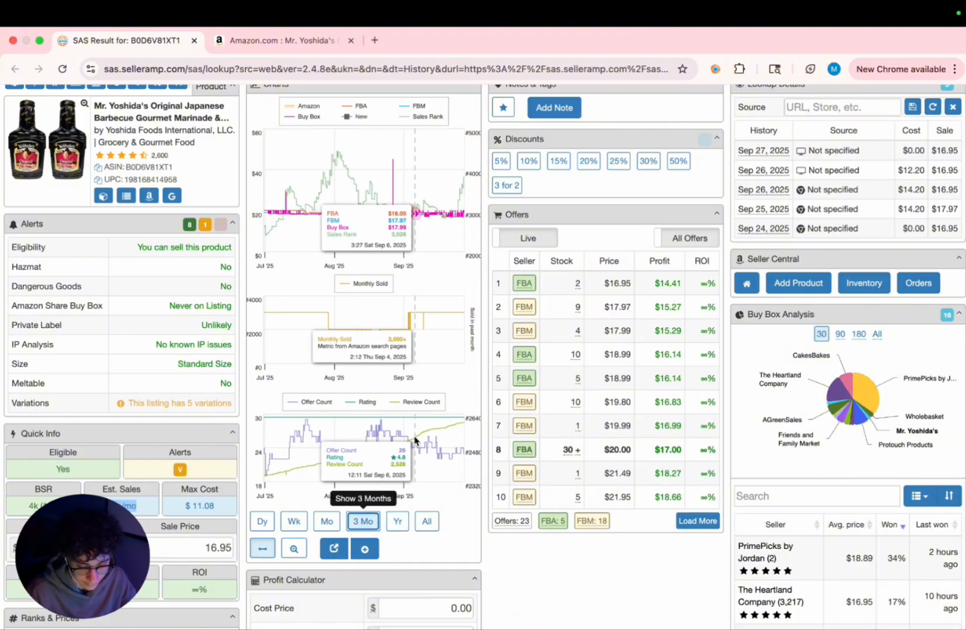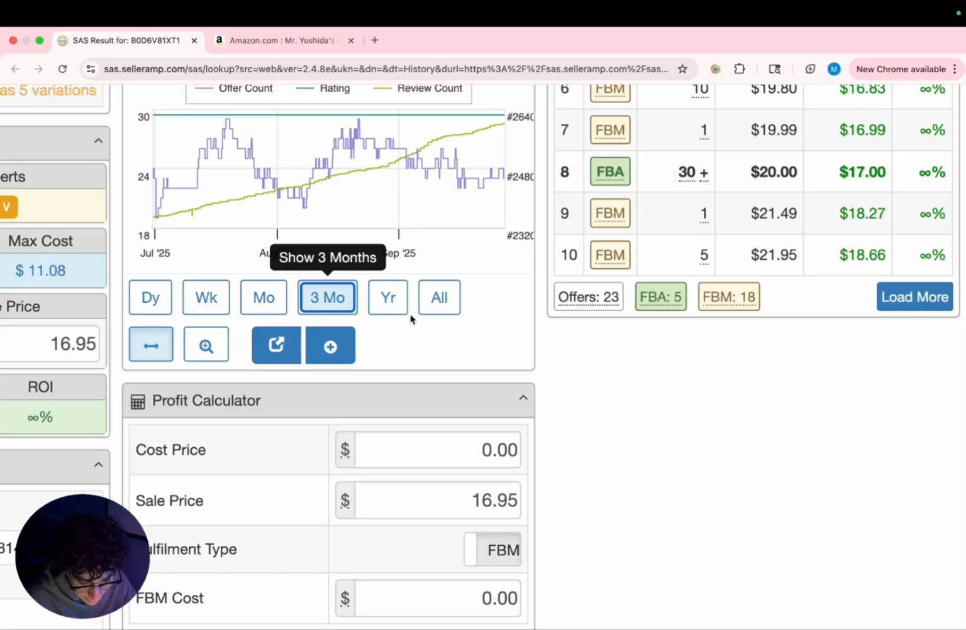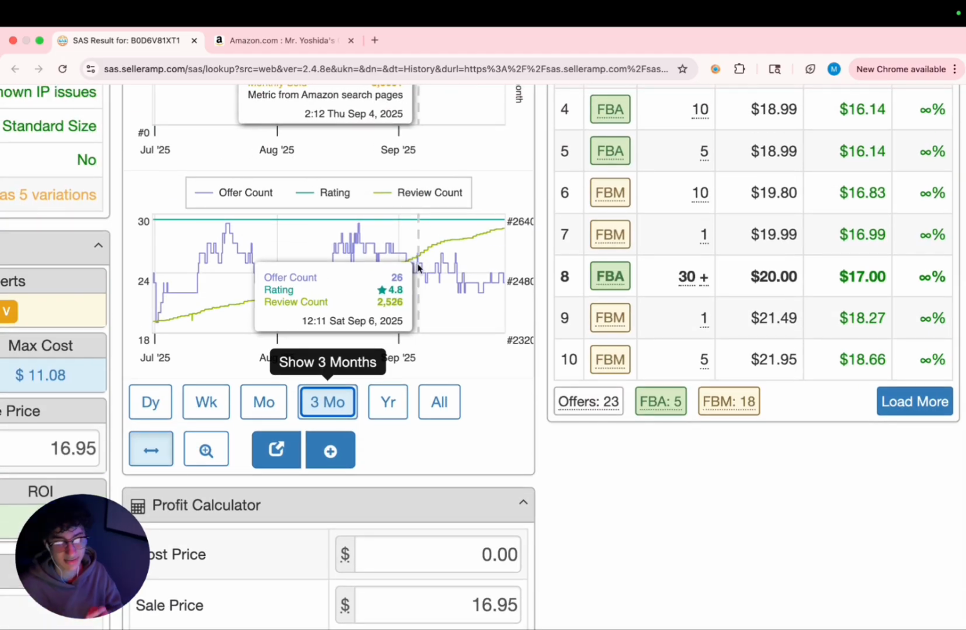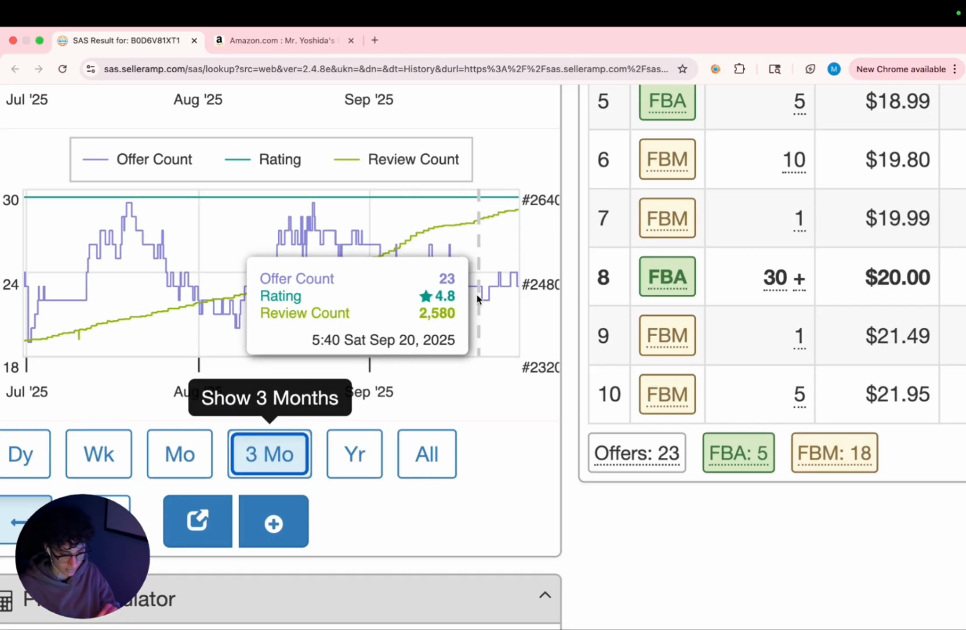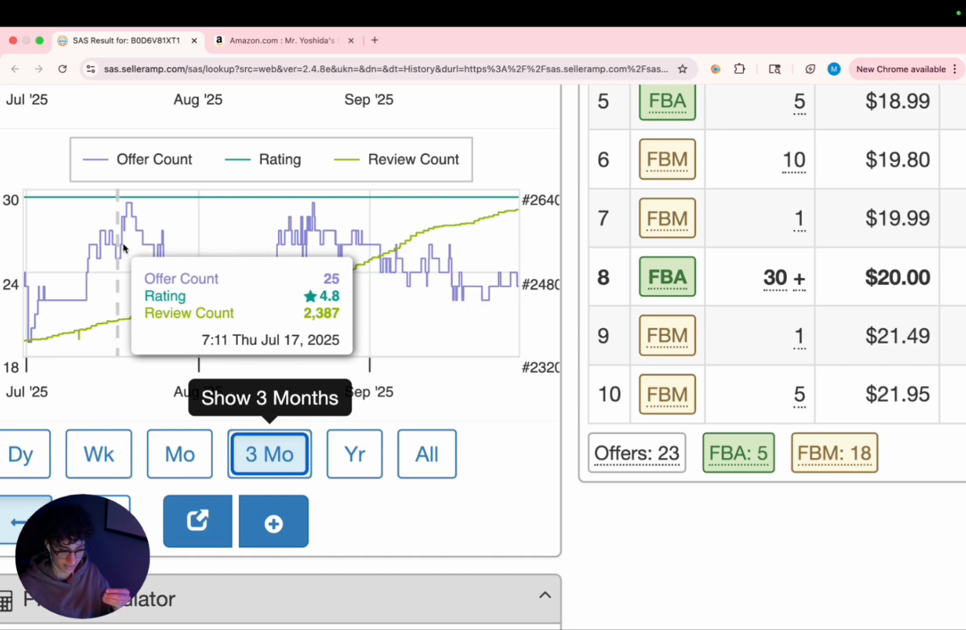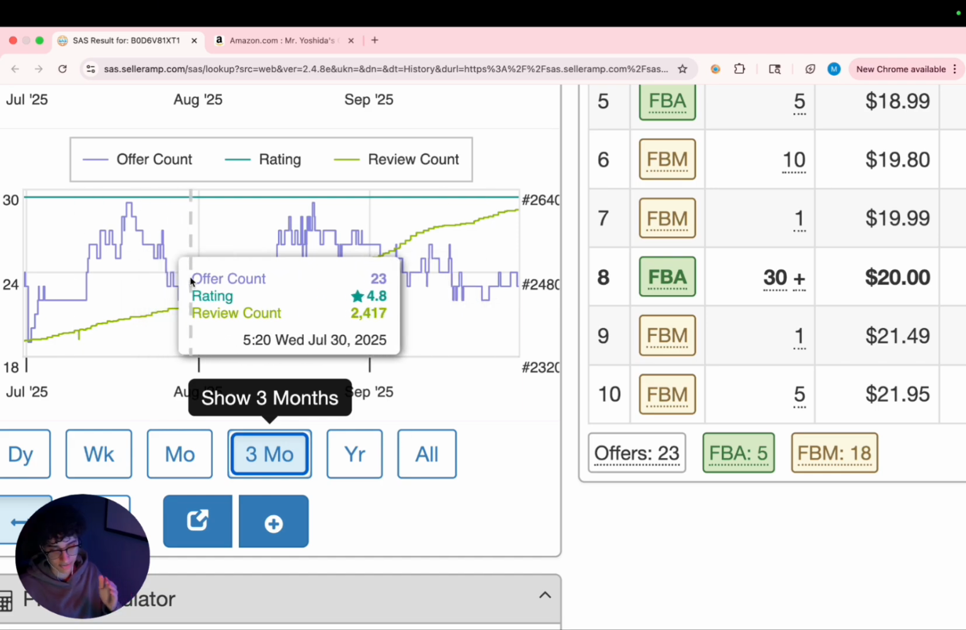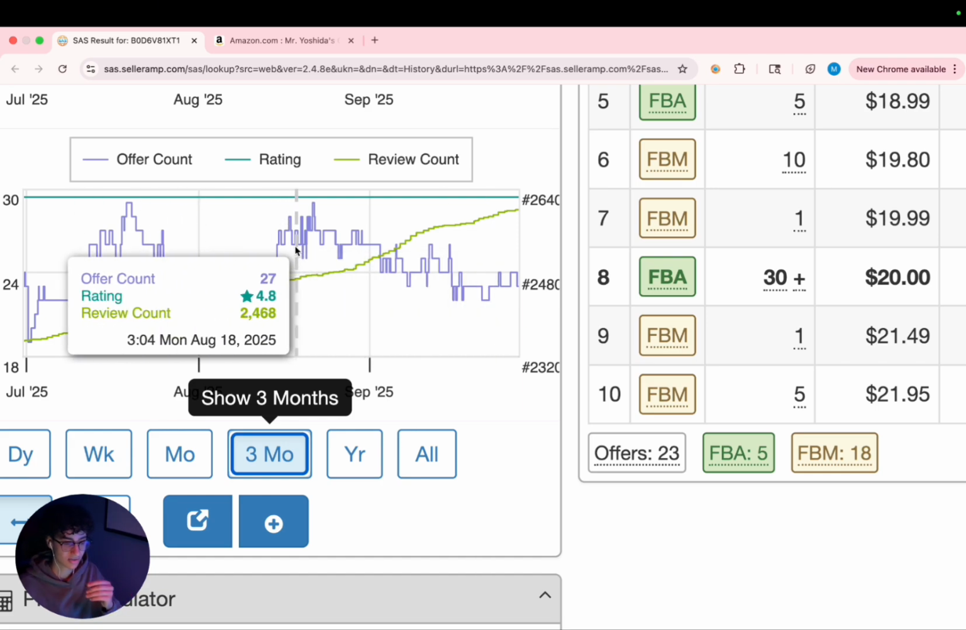Now, the last thing is the offer count. Every single time I say offer count, that just means seller count. Amazon calls their sellers, which is us, the ones selling on Amazon, offers. Every time you see this purple line go down, someone sold out. Every time you see it go up, a seller hopped on the listing. It's going down right here, sellers are selling out. It's going up right here, sellers are hopping on the listing.